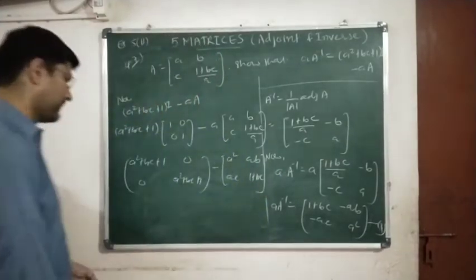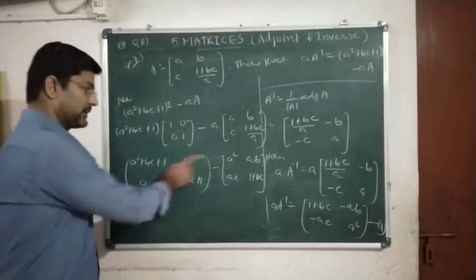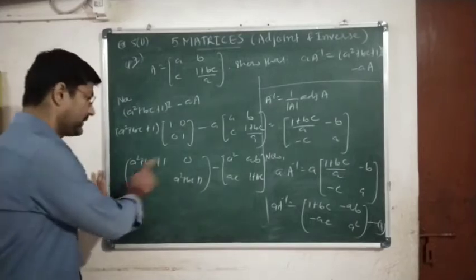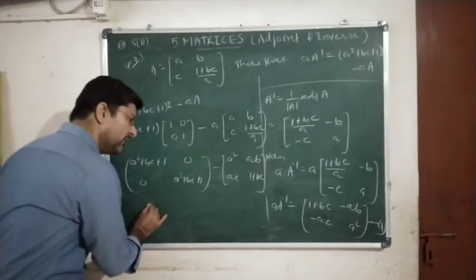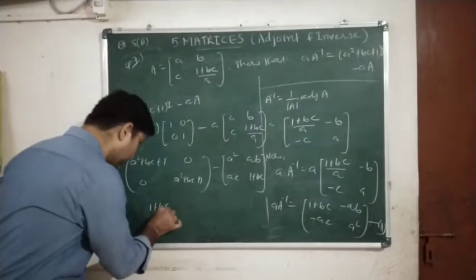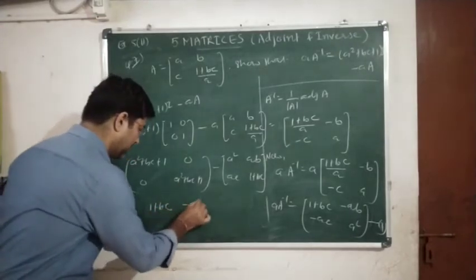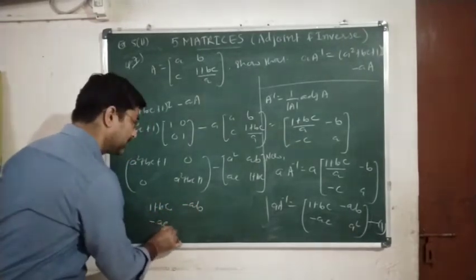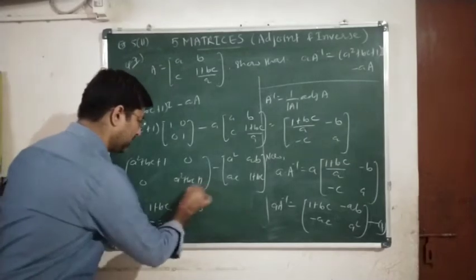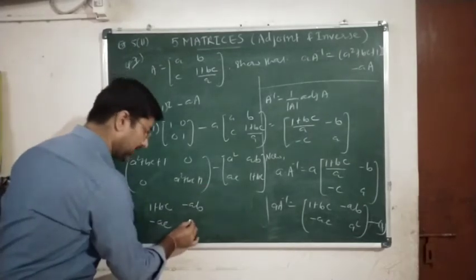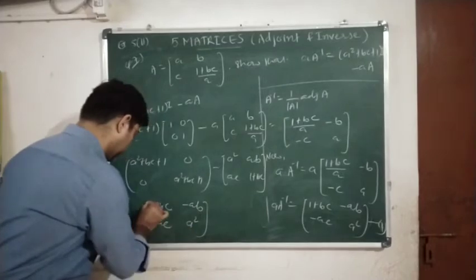Okay, now let us subtract. So when you subtract corresponding elements, first A square will get cancelled. We will get 1 plus BC. Okay, then minus AB, then minus AC, and finally 1 plus BC will get cancelled. We are left with A square here.